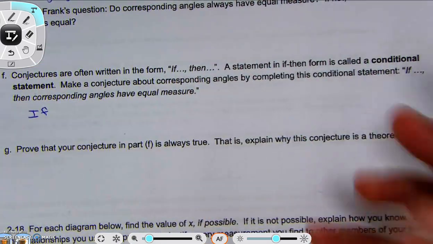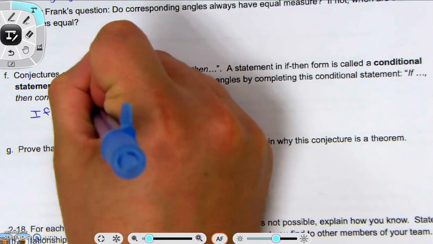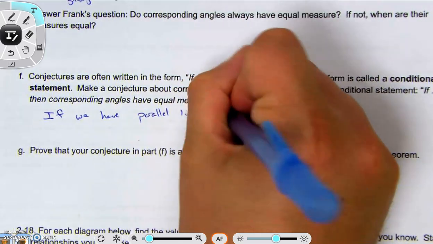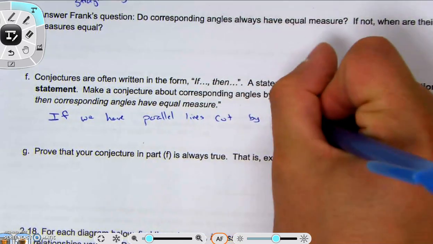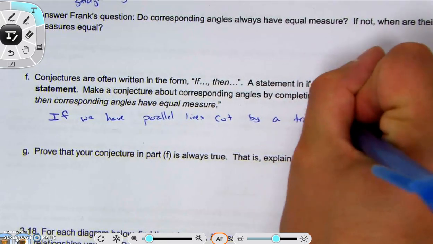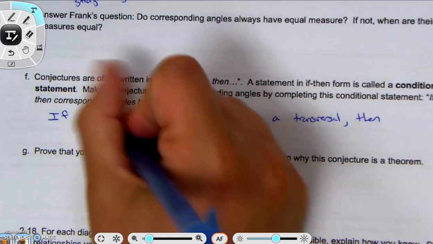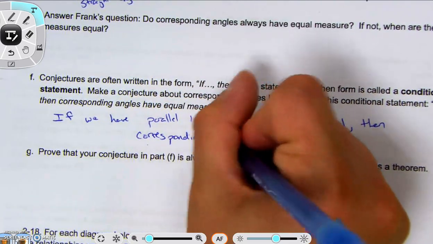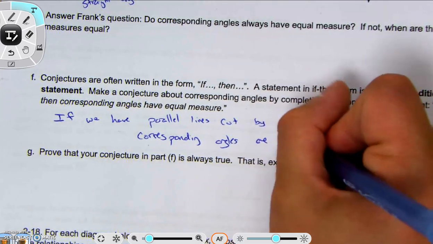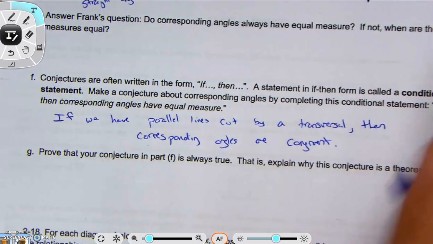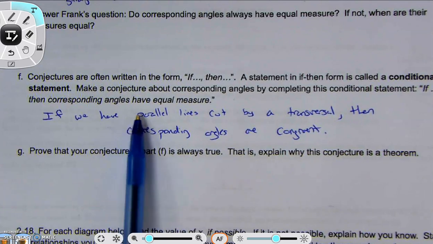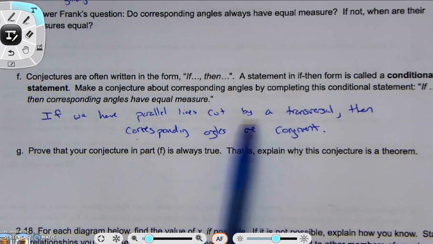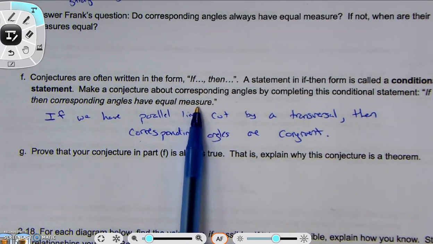Hopefully you figured out above what's going on, but if we have parallel lines cut by a transversal, then corresponding angles are congruent. So that's going to be our conjecture. If we have parallel lines that are cut by a transversal, then corresponding angles are congruent, or corresponding angles have equal measure, however you want to write it there.